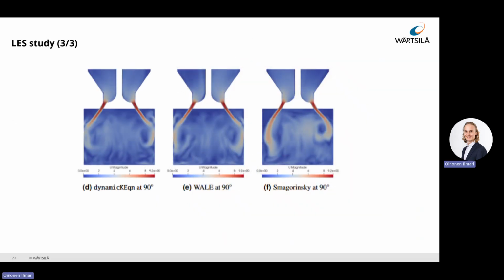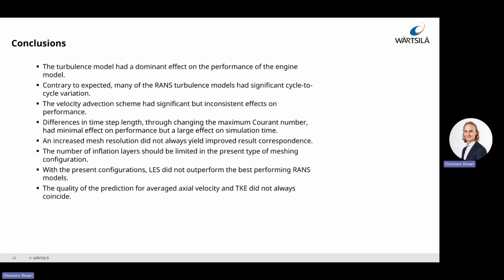And from the instantaneous velocity fields, it can be seen that all the models have a lot of fluctuations, which is expected. To conclude, the turbulence model had a dominant effect on the performance of the engine model. And contrary to expected, many of the RANS turbulence models had significant cycle-to-cycle variation. The velocity advection scheme had significant but inconsistent effects on performance.